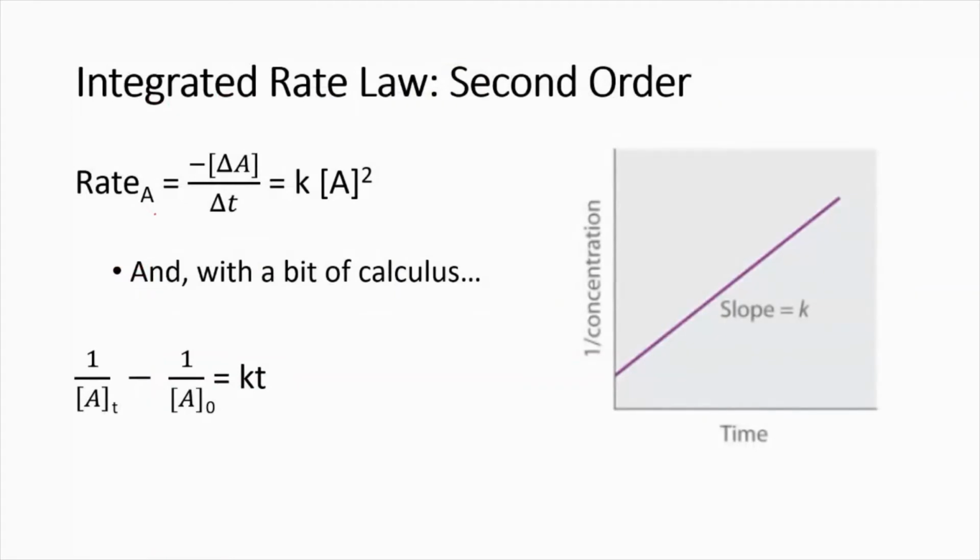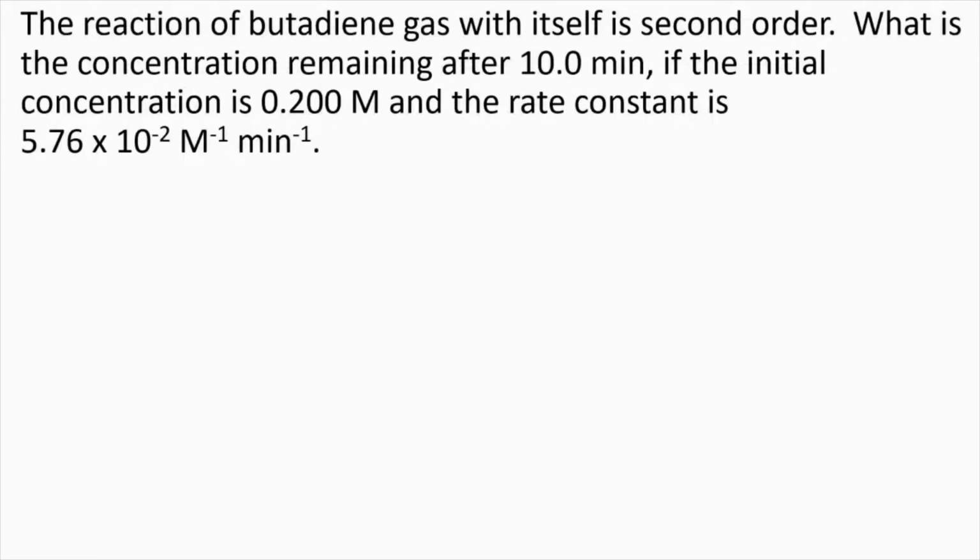All right, let's look at the second order. Here, again, we're still looking at the reactant A. So rate equals k[A] squared, since it is the second order. And we can do some calculus to find our formula: 1 over the final concentration minus 1 over the initial concentration equals kt. So let's do this reaction of butadiene gas, and it's going to react with itself in a second order.